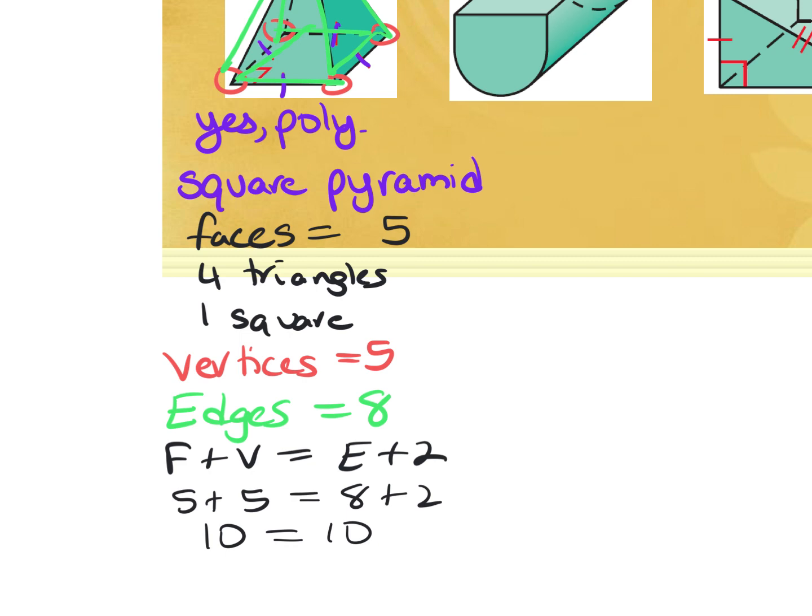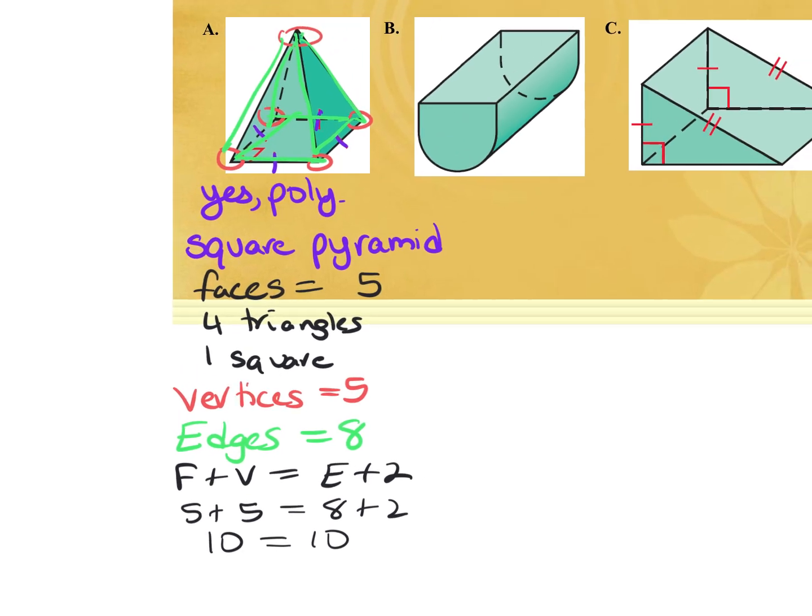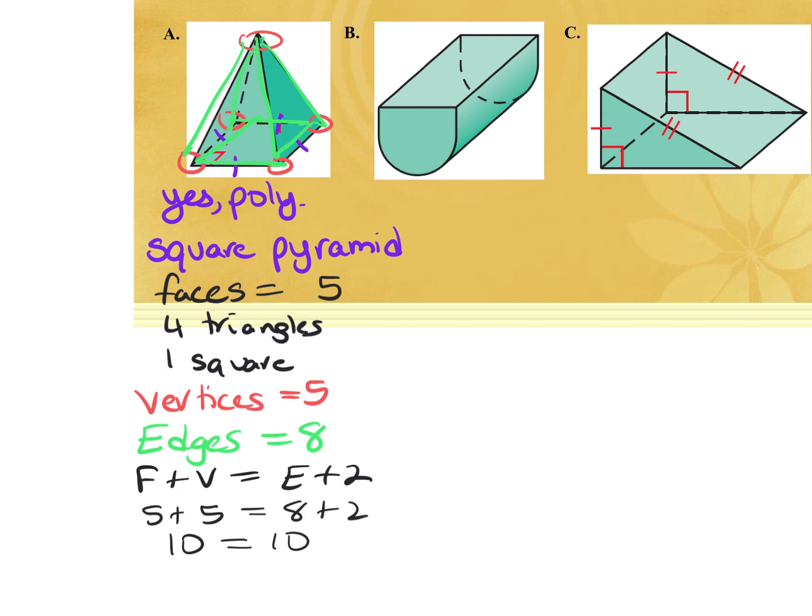The next figure, however, is not a polyhedron. Notice the curved side here. So it does not have polygon sides. So this one is not a polyhedron.